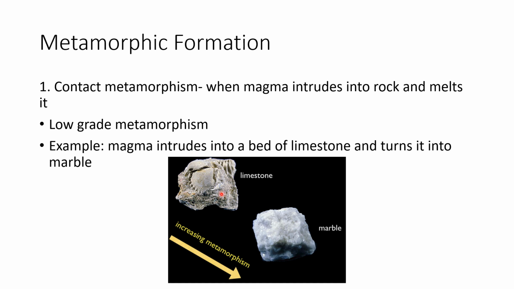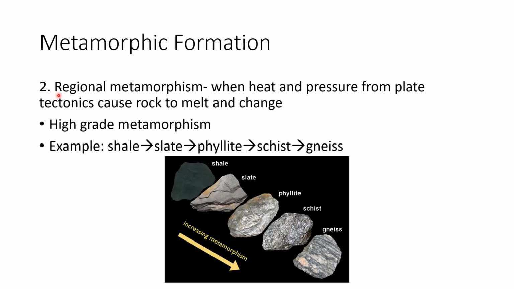So here's an example. You can see a piece of limestone that has a big seashell fossil in it like this. When it gets melted by magma to turn into marble, there's no evidence of that seashell fossil in the marble anymore. The second way that metamorphic rocks can form is through a process called regional metamorphism.